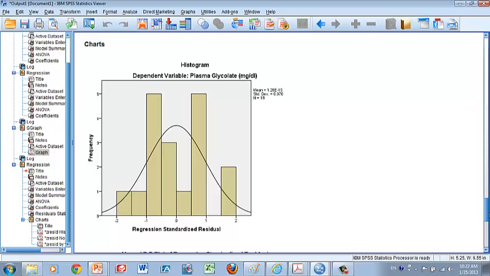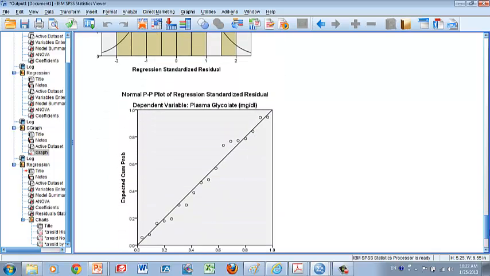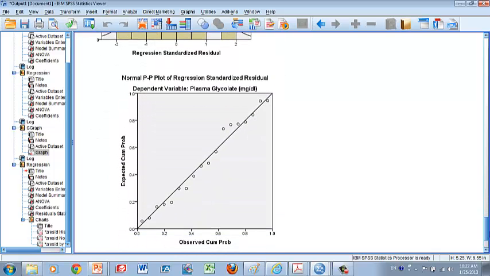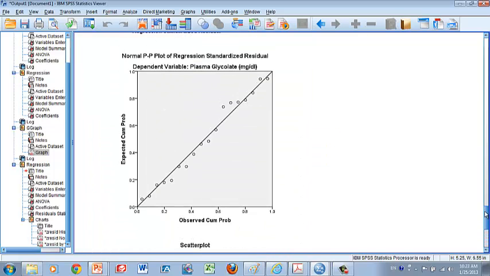And there is actually a better graph for checking normality, which is called the PP plot. In this PP plot, if you have data points lining up on the diagonal line, and you don't see any pattern being off the diagonal, you may say residuals seem normally distributed. Okay, this looks okay to me.